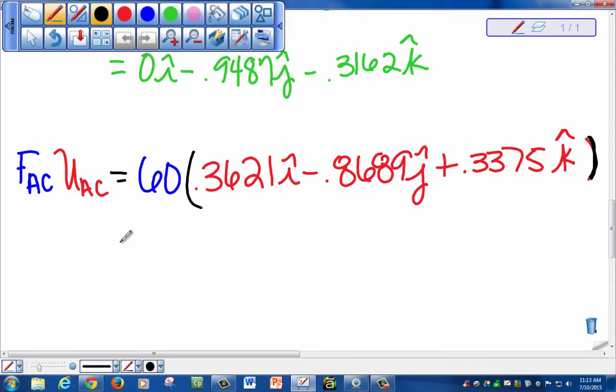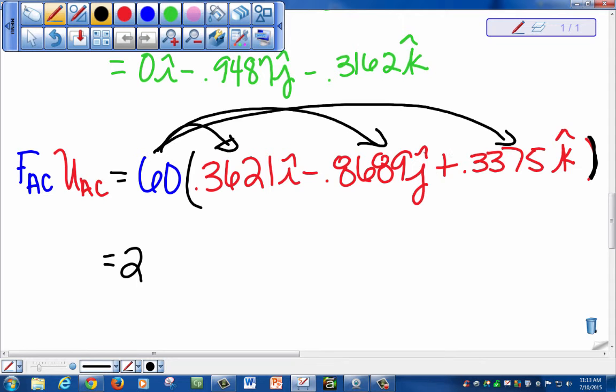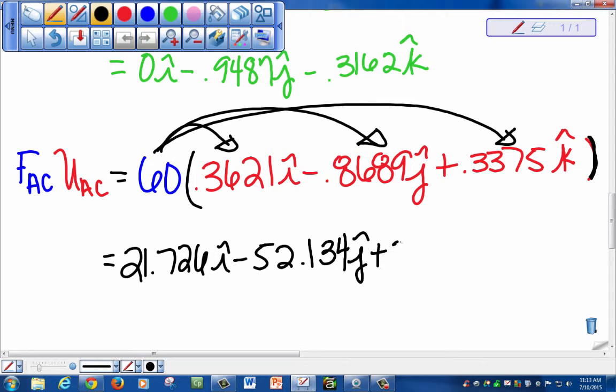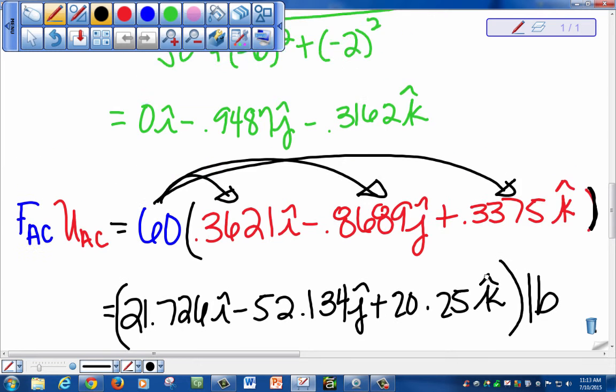So when we do this, we come up with the value of, and we just distribute this. Don't get freaked out if you don't understand how I got my numbers. It's just straight multiplication. So it's 21.726 in the i direction minus 52.134 in the j direction plus 20.25 in the k direction. And remember your units, guys? We're all in pounds.